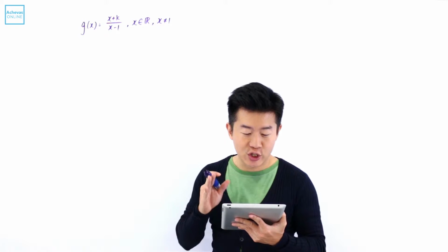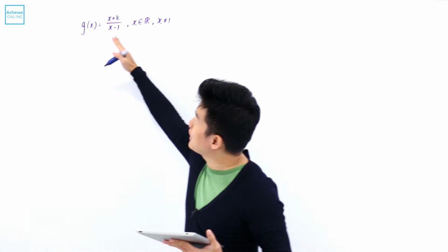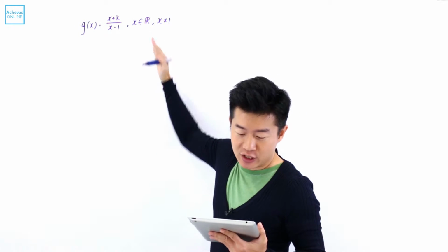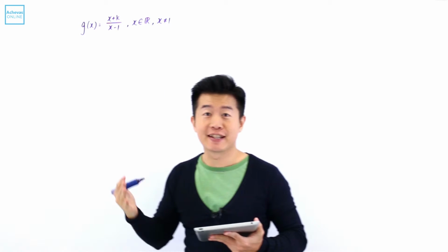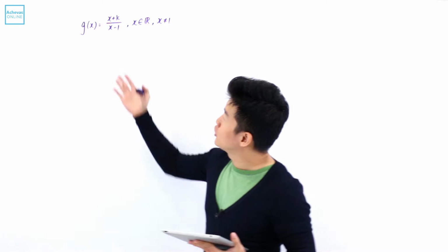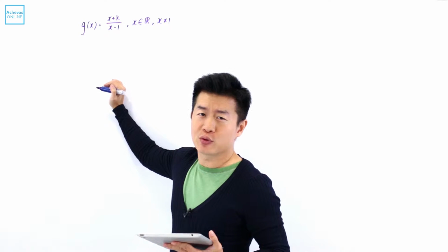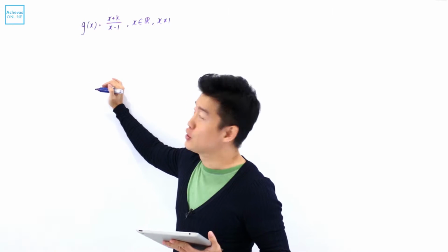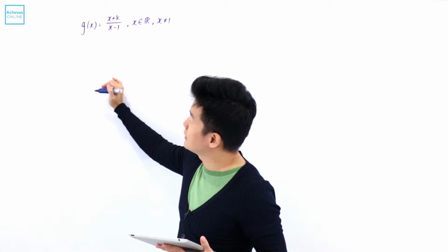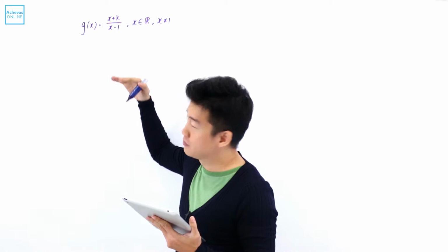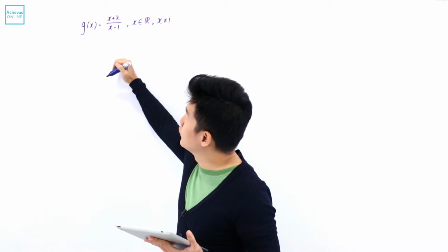We need to show that G inverse is exactly the same as G over here in order for us to show that G is self-inverse. Okay, so the first thing that I want to do is try to find the domain of G inverse, and the domain of G inverse is going to be deduced from the graph of G.